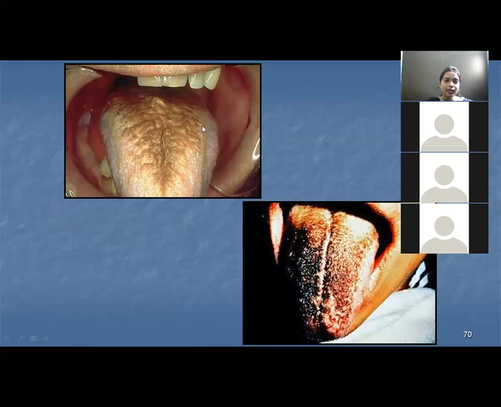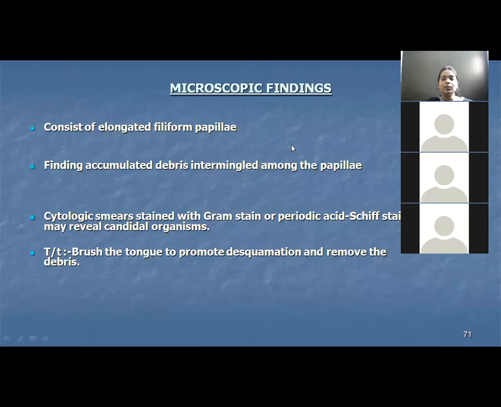See the papillae, it is a hypertrophic papillae, filiform papillae in hairy tongue. Hypertrophy of the filiform papillae is there. See the color of the lesion, it may be green, black, white or brownish in color. Then microscopic finding: this consists of elongated filiform papillae, that is hypertrophy of the filiform papillae. It is finding accumulated debris intermingled among the papillae. That is what debris means.